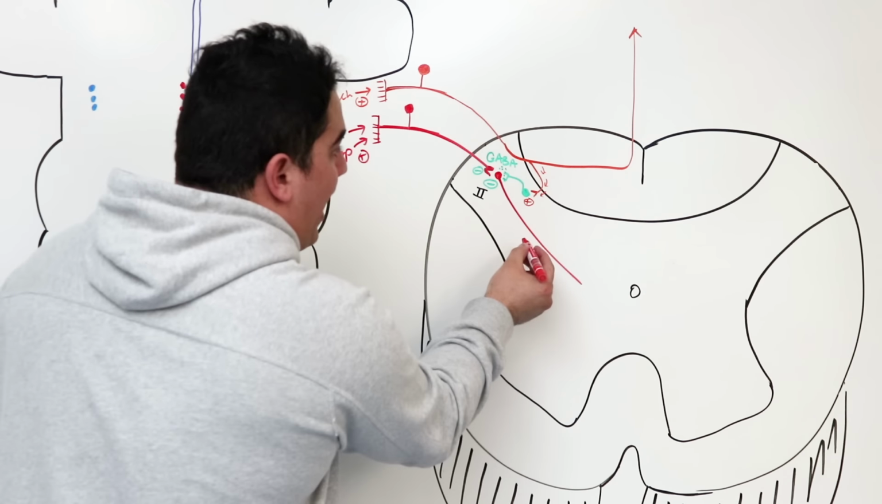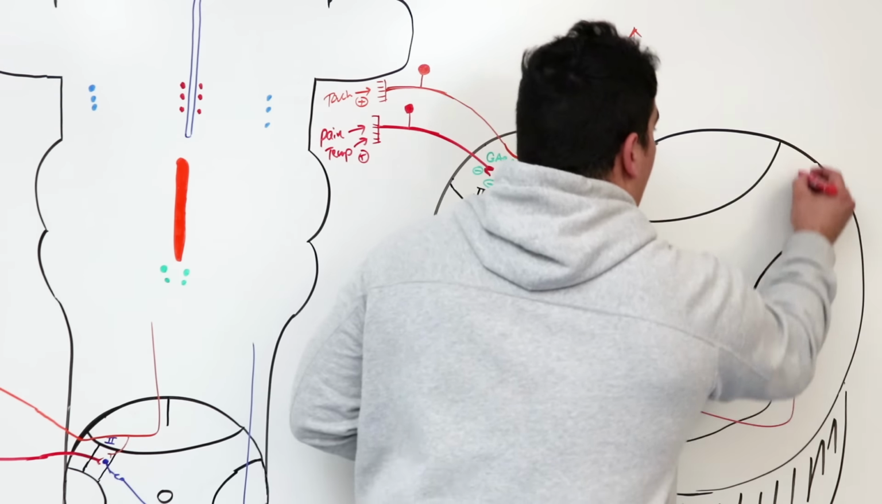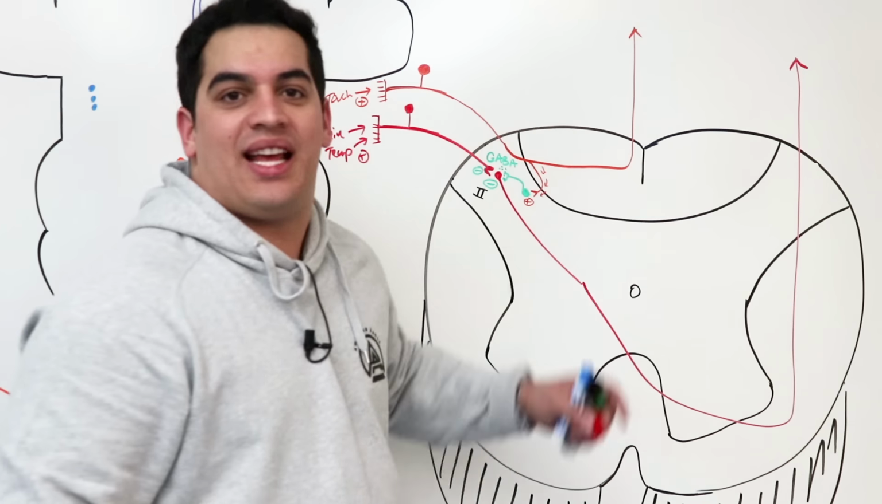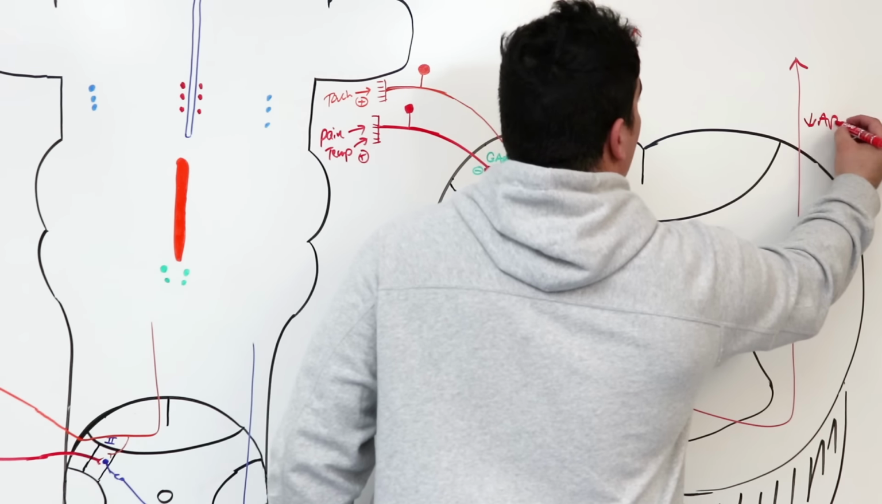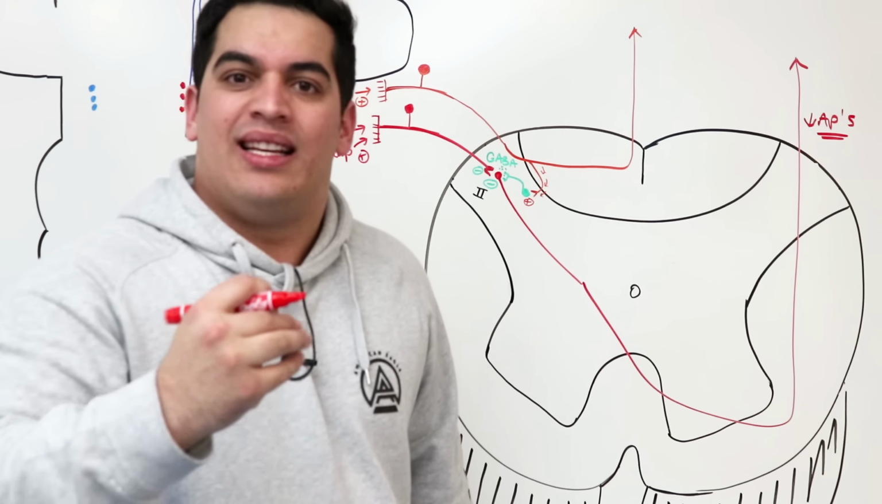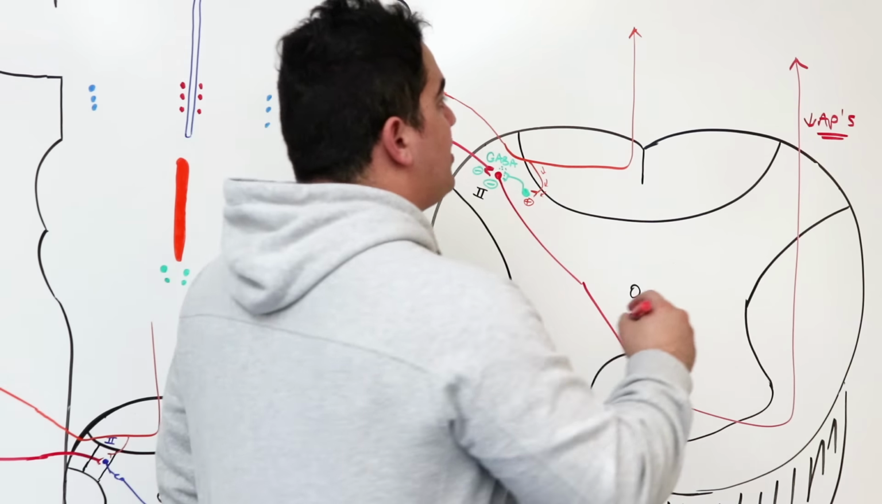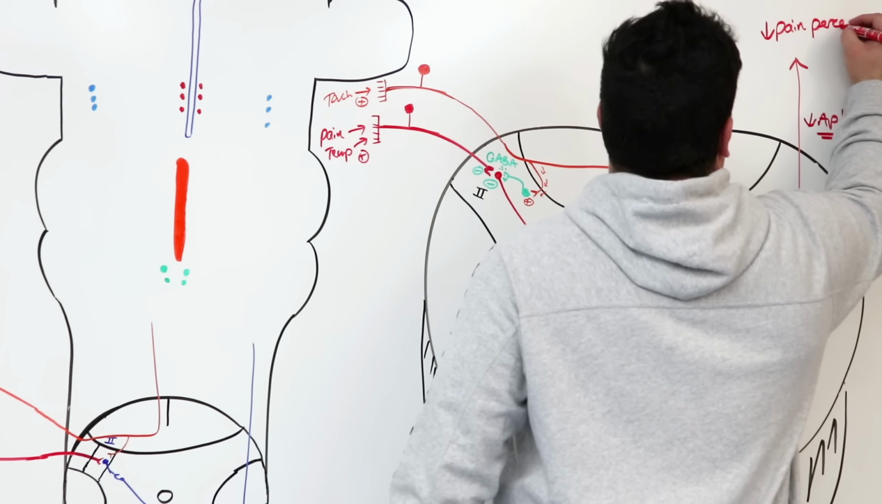If you inhibit this pathway, what's going to happen to the pain pathway, the pain information that's going over and up? You're going to decrease the action potentials. If you decrease the action potentials, what's that going to do for the actual pain? It's going to decrease the actual severity of the pain. So this is going to try to decrease pain perception.